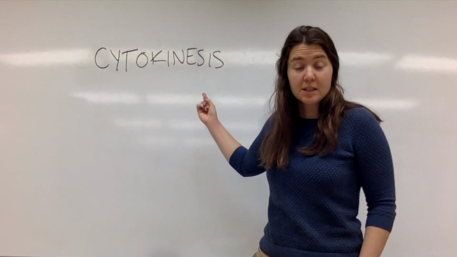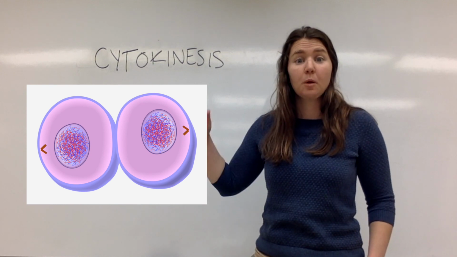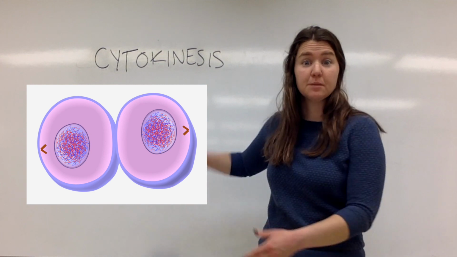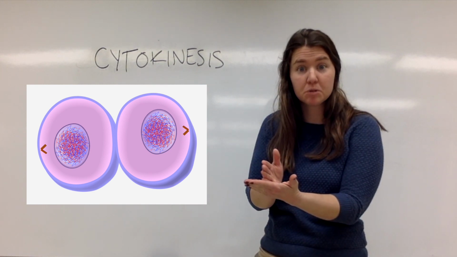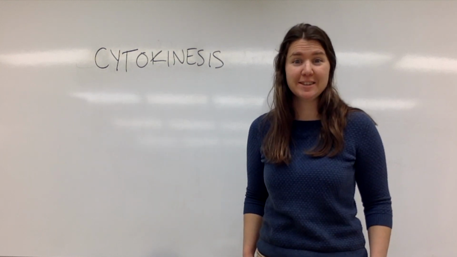Now, cytokinesis happens at the end of mitosis, and this is when we have two identical daughter cells and their cytoplasm gets split. So this is when they actually form two separate cells.